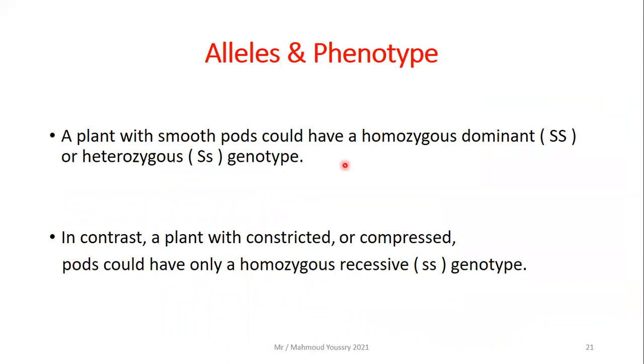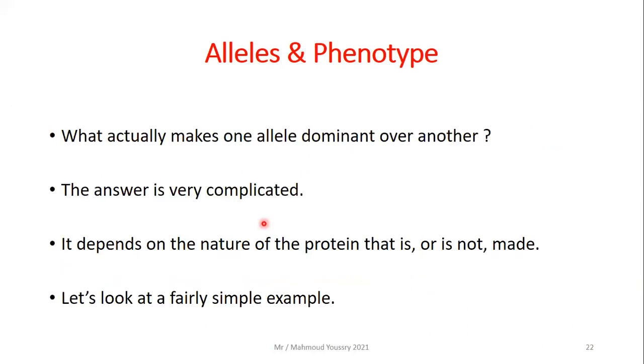A plant with smooth pods could have a homozygous dominant genotype, both alleles dominant, capital S, capital S, or a heterozygous genotype, capital S and small s. In contrast, the plant with constricted or compressed pods has the recessive trait, so both alleles must be recessive. It could have only a homozygous recessive genotype, small s, small s.